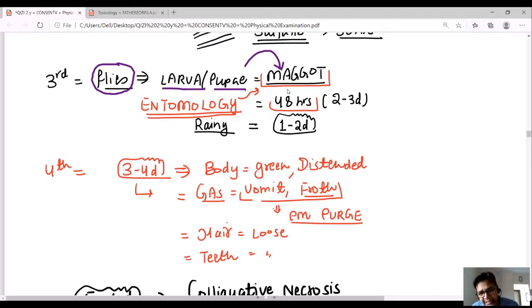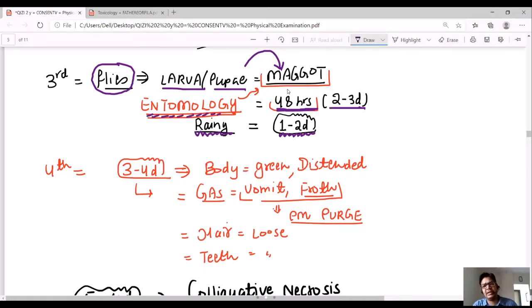Sir, maggots are seen after 48 hours of death, that is 2 to 3 days. In rainy season, maggots come earlier, that is 1 to 2 days. And the study of maggots is known as entomology.